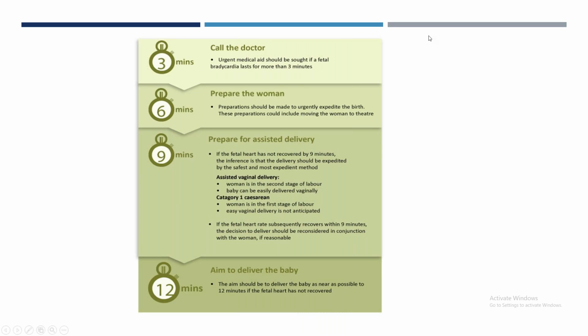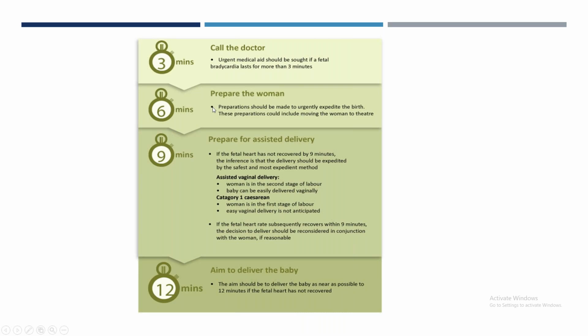It is this for prolonged bradycardia or acute hypoxia. So what do you have to do with prolonged deceleration? Within 3 minutes, if you see that the prolonged deceleration is lasting up to 3 minutes, first you have to take a senior review. Okay, so senior review you have to take first. With 3 minutes deceleration, you have to take a senior review.